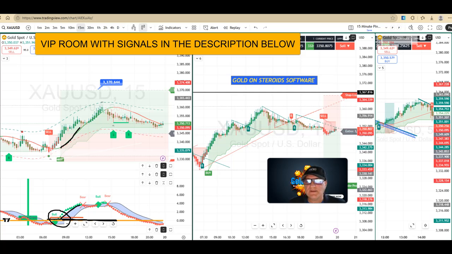As long as the price holds above the 50 moving average, then we are looking for buys only. Really important to understand that. The opposite for sells, of course.